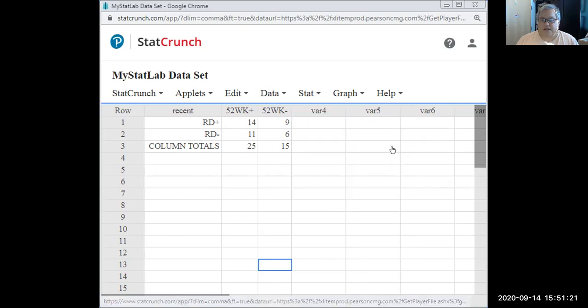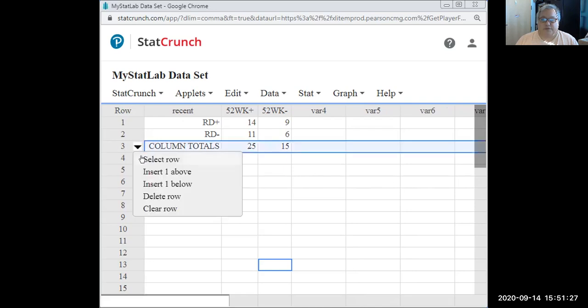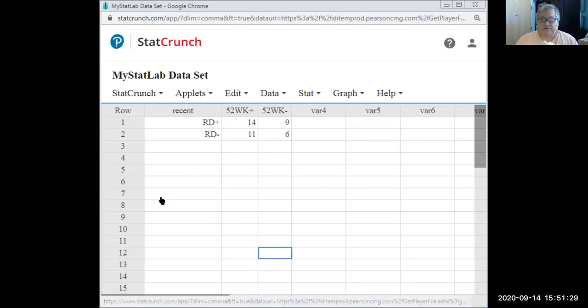So I'm going to delete that column, and then I'm going to go to row 3, and as soon as I enter row 3, the pull-down menu allows me to delete that row. And so I end up having only the contingency counts in the input of the summary data form for StatCrunch.